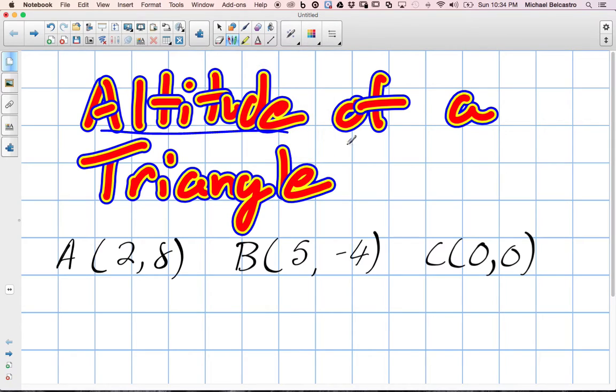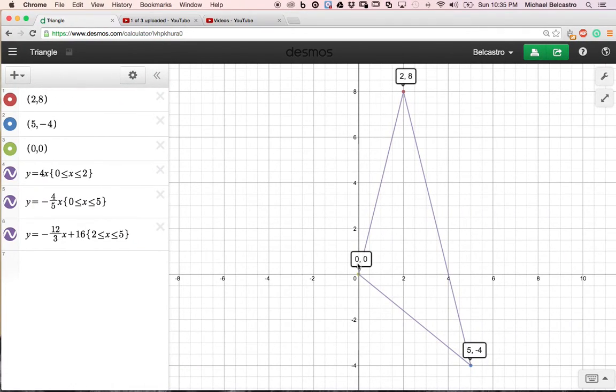Looking at the altitude of a triangle. And technically, there'll be three altitudes of a triangle. We have our coordinates, and I've put them over here on a graph. We have our triangle here, and don't worry about these equations. They just help us draw a triangle.